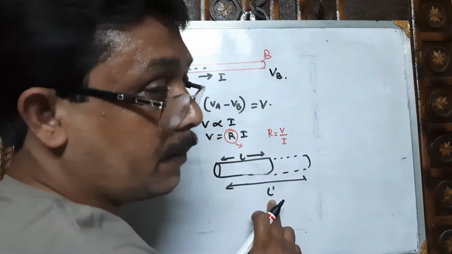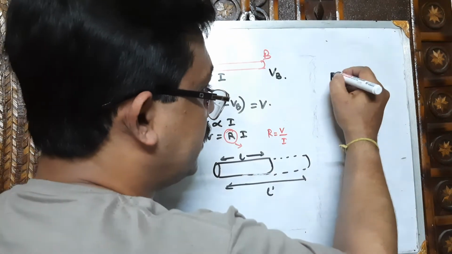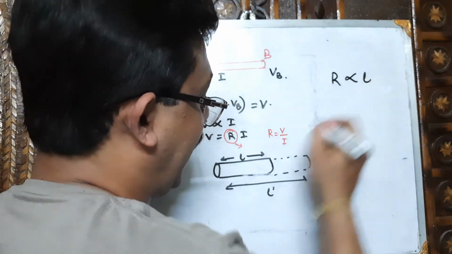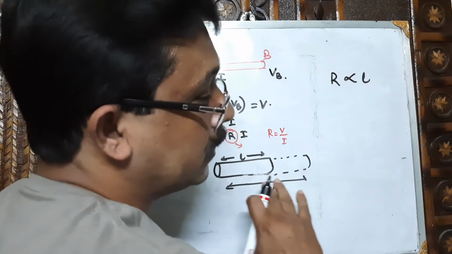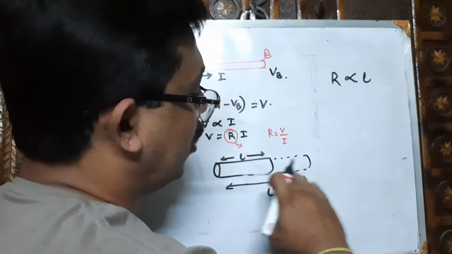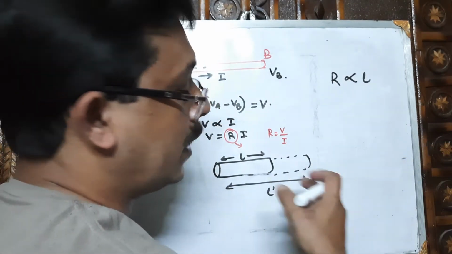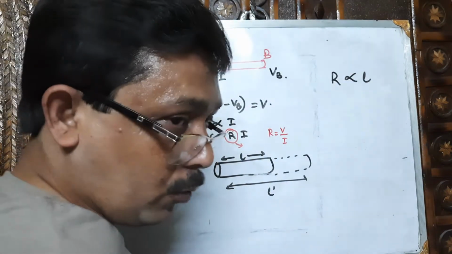So resistance depends upon the length, or we can write resistance is proportional to the length. As much as length increases, more and more electrons will cover much length. So as it covers the longer length, it gets more and more opposition. That means resistance is more.